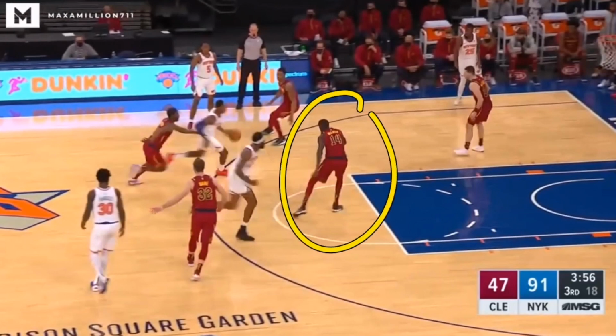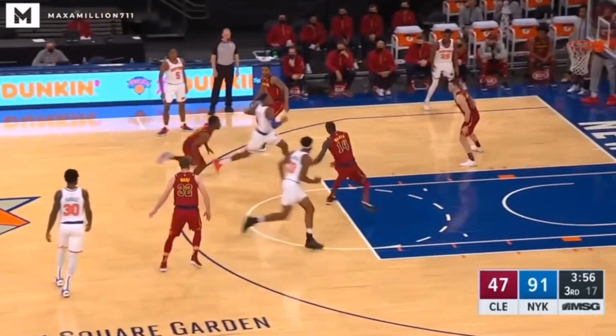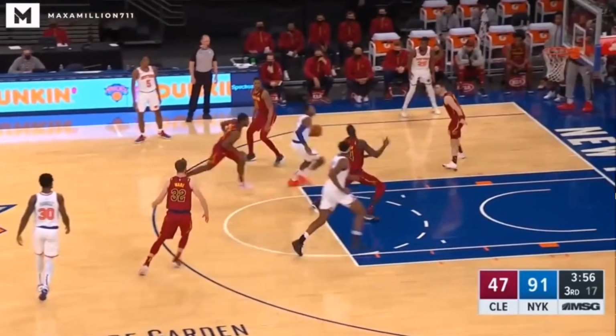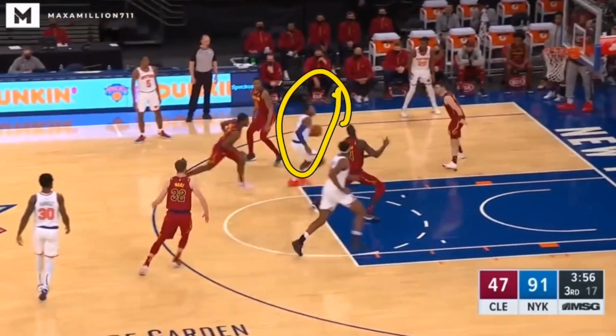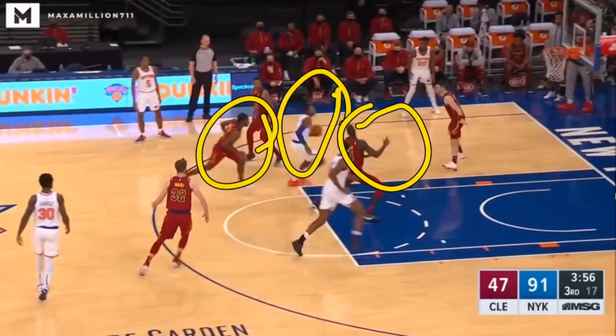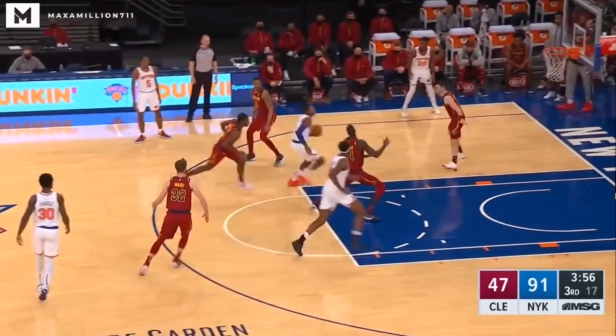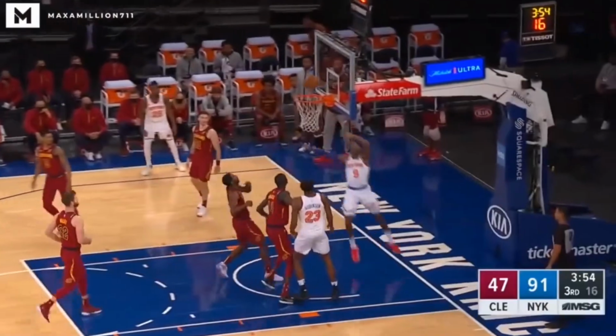Now, if you are in this position, you really need to get your feet moving way faster. You should be taking RJ Barrett straight on and allowing his man to then follow up. But because of his speed and their lack of speed, he is able to essentially get his will on the basketball court against Cleveland. And that's what we see here.